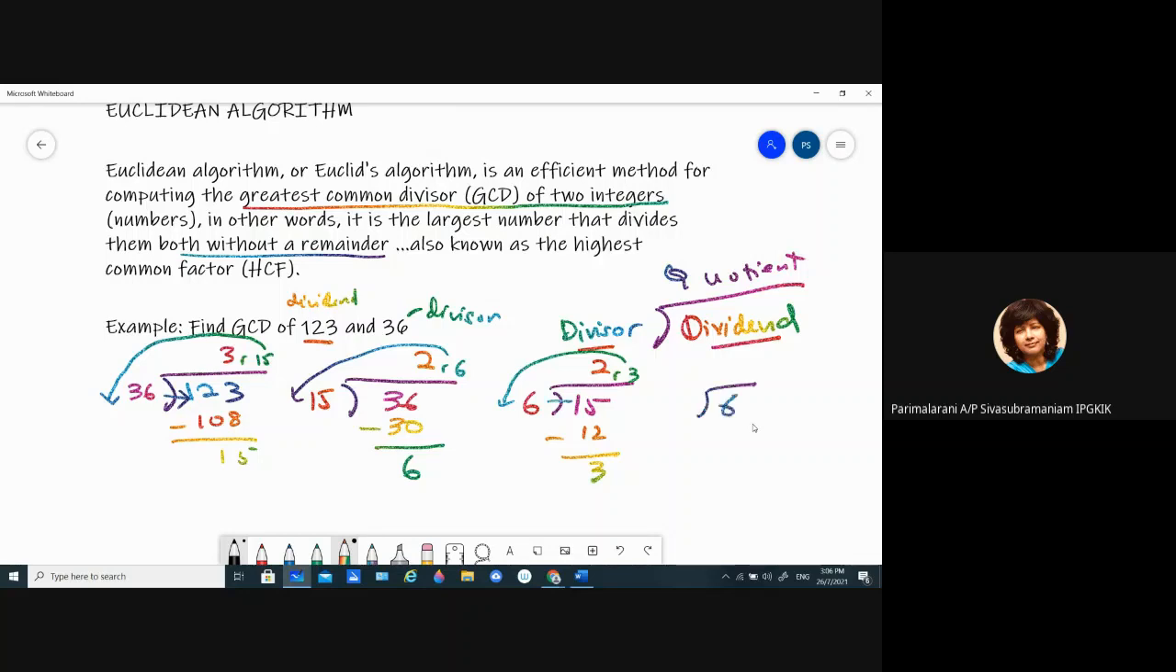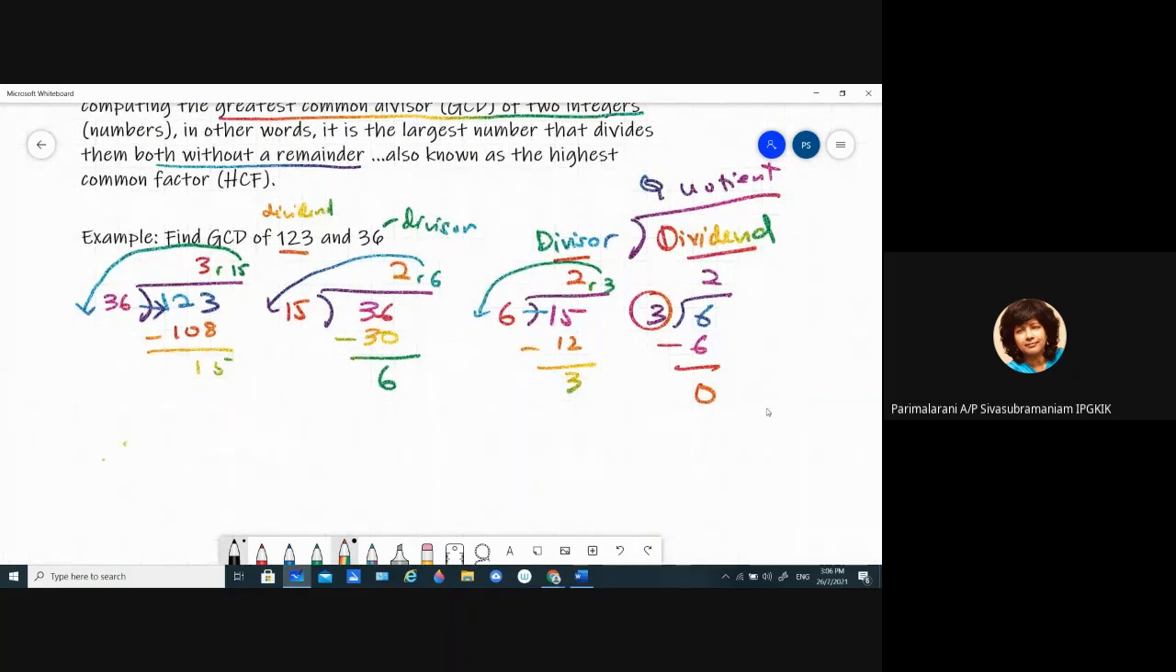So 6 divided by 3, 3 times 2 is 6, remainder 0. When you reach 0, you stop. And your answer is the last divisor. So therefore, GCD of 123 and 36 is 3. That means the greatest common divisor for these two numbers is 3. Or in other words, the highest common factor for these two numbers is 3. Can understand? Can.